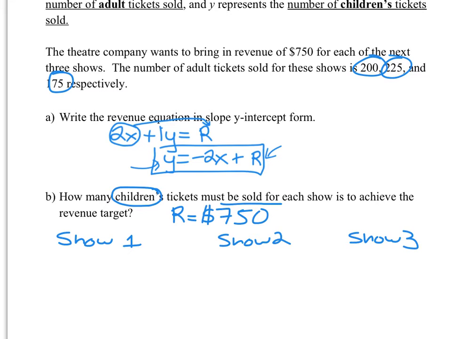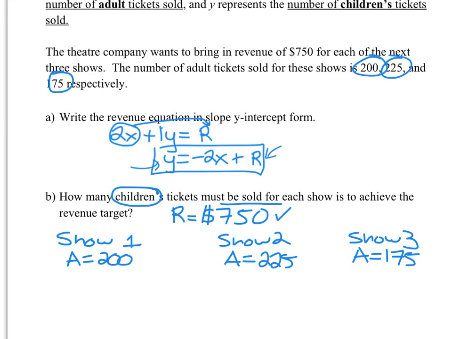We can't do these all together because the equation only represents the adult tickets and children's tickets to equal the total revenue for one night. It can't be used for multiple shows. So for my first show, the number of adult tickets that I'm selling is 200. The number of adult tickets that I'm selling for show 2 is 225. And for show 3 is 175.